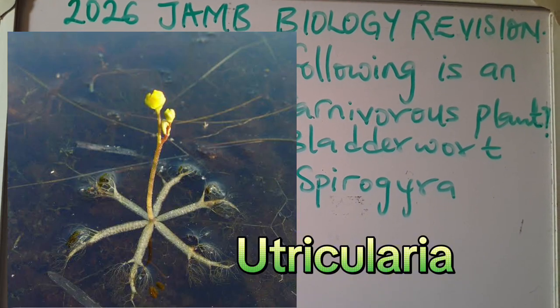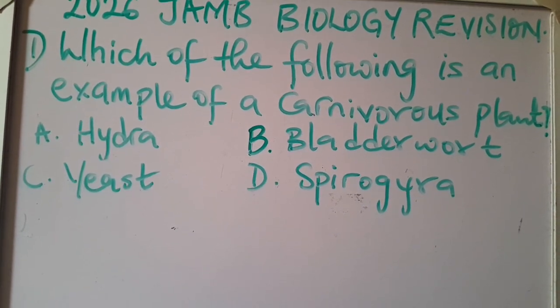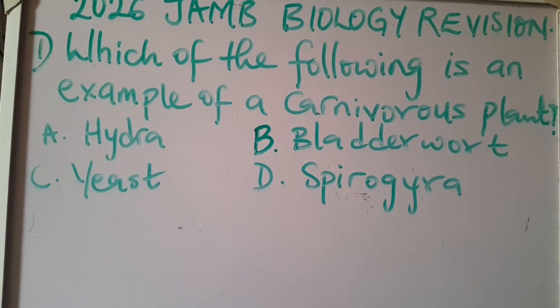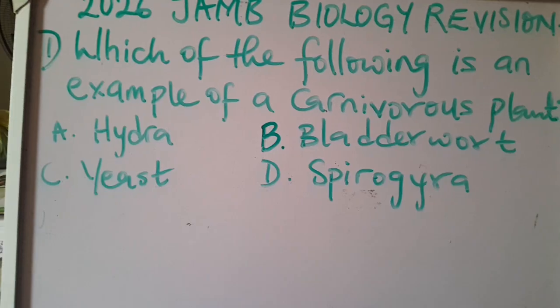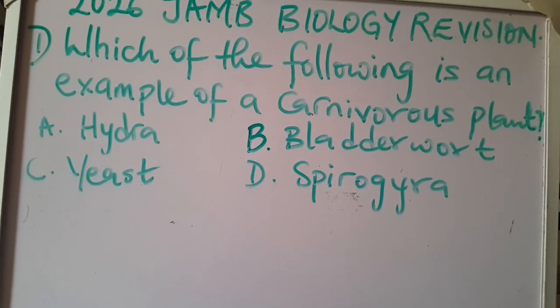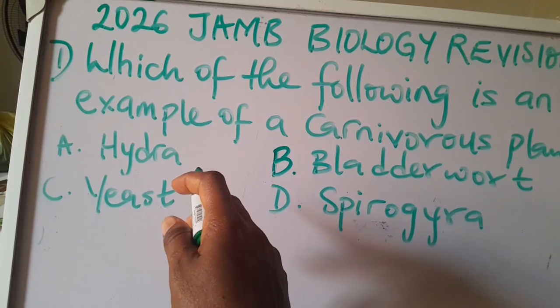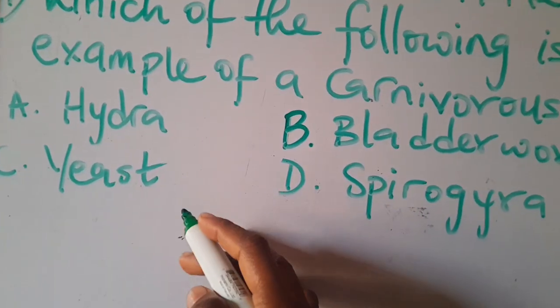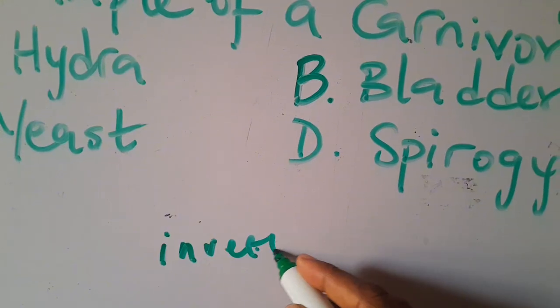But if you look at this option, another way you can answer is that you need to spot out the ones that are plants, because the question says a carnivorous plant. So the ones that are plants are actually, Hydra is not a plant. Yes, Hydra is what we call an invertebrate. Yes, let me go closer so that I can write that. A Hydra is an invertebrate.